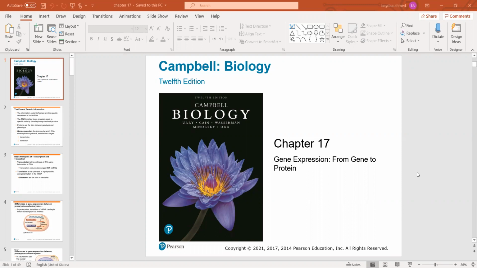Let's examine how cells express their genes. So we have chapter 17, all about gene expression, from gene to protein.